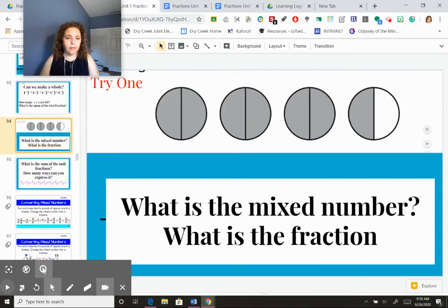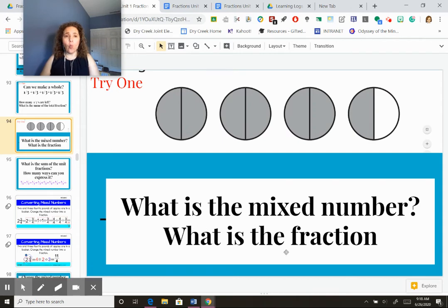All right. Try this one. What's the mixed number? What's the fraction? So write it both ways. Write it as a mixed number and write it as a fraction, then come back to me. All right, so the mixed number is what? 3 1/2. 1, 2, 3 wholes and a half. What's my fraction? 1, 2, 3, 4, 5, 6, 7 out of 2. 7 out of 2 is my fraction.